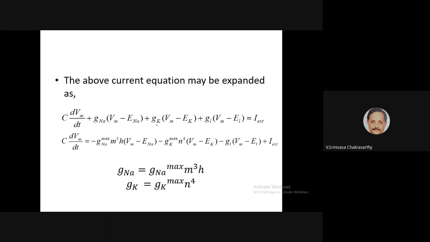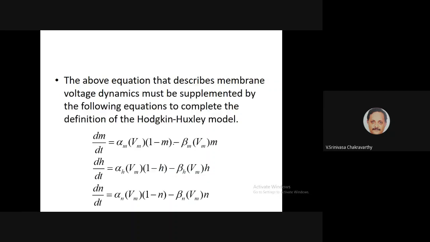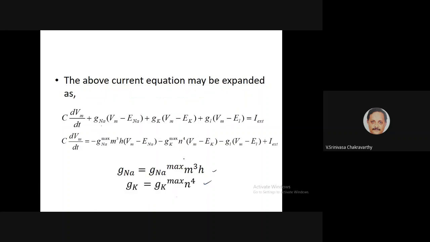Now GNA and GK, originally we just said that they are functions of voltage, but we didn't indicate how they are functions of voltage. So now GNA becomes GNA max times m cubed h, and GK becomes GK max times n to the power 4, right? So these two expressions. And m, h, and n, the three gating variables, are given by these three equations. So it's a pretty complicated model. It is governed by three differential equations.